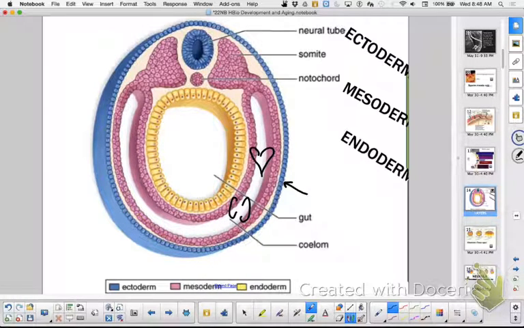Skin. And then what do we use on the outside of our body to perceive and respond? Nervous system. And the nervous system, right? So this is skin and nervous system.